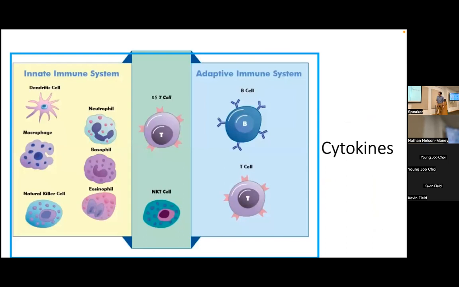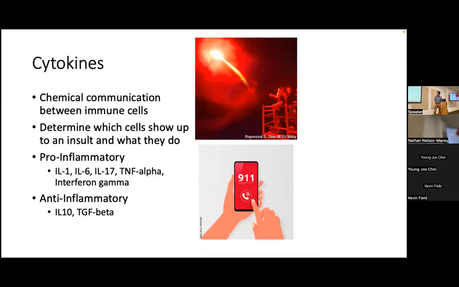Finally, we're going to talk about cytokines really quickly. Cytokines are a chemical communication between cells. Most immune cells can make and produce cytokines. And which cytokines are released by the cells determine which cells show up and what happens when the cells do show up. We call ones that are pro-inflammatory, ones that bring cells in and generally destroy the invaders and the tissue around it, just kind of by coincidence.